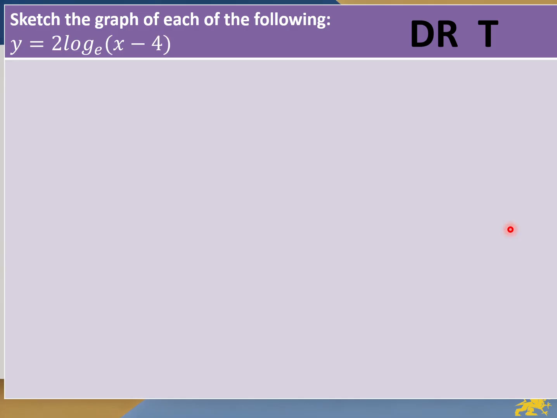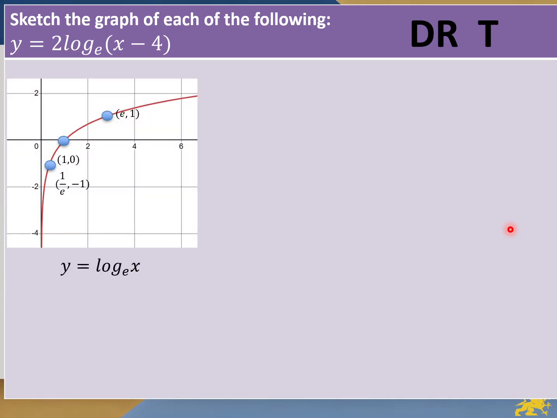Let's look at this next one. I've got 2 log base e of x minus 4. The first thing I need to do is draw down my first graph. I've got y is equal to log base e of x, with my 3 points. We always do dilation first, Dr. T. So again, that dilation is a factor of 2 from the x-axis. That means I am pushing away and multiplying whatever that y value was by 2.